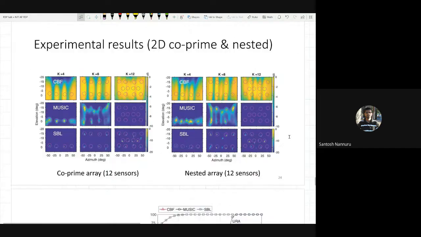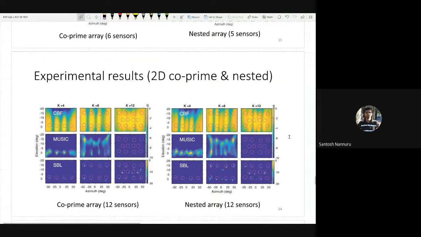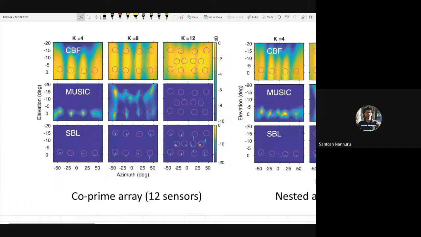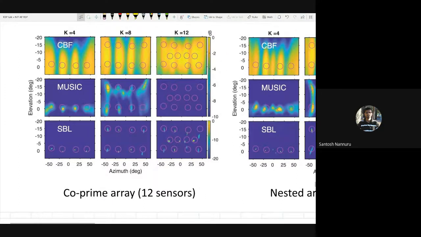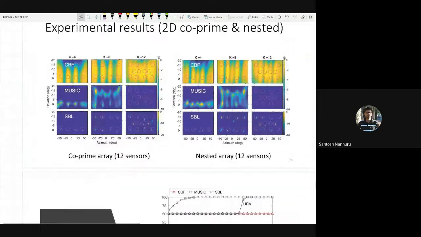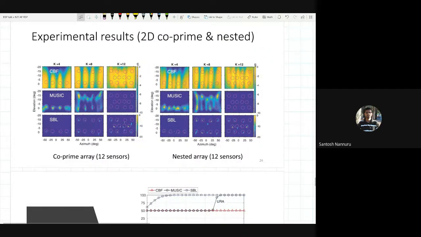And then it's probably one of the final slides. Results for 2D coprime and nested arrays. Again, I'm increasing the number of sources while keeping the number of sensors fixed. And let's see. So 12 sensors and 12 sources I can find using coprime and SBL. The bottom row, CBF and MUSIC, they cannot work in these cases.